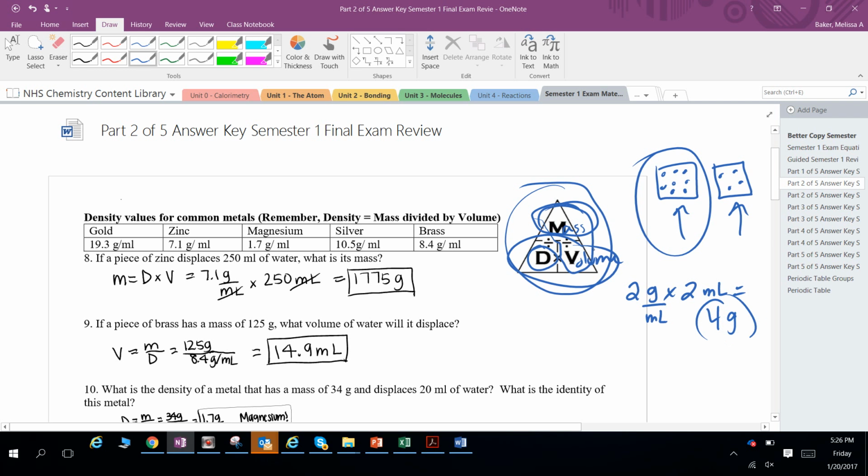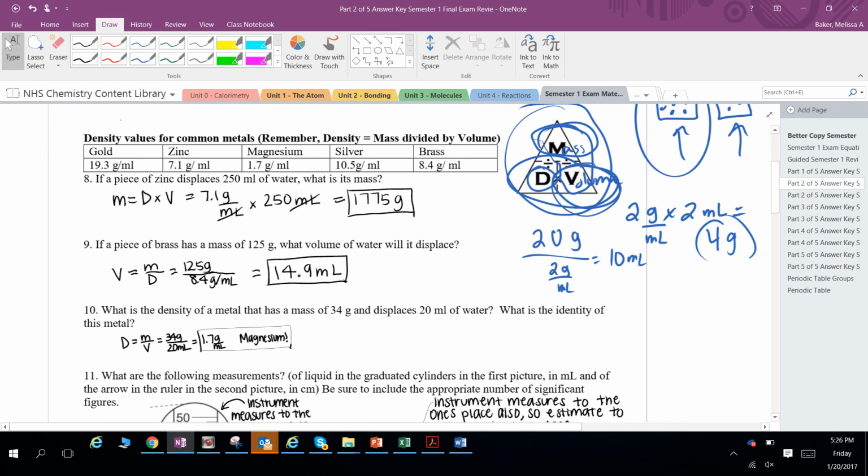In a similar fashion, if you know the mass and the density of something, you can figure out how much space it's taking up. Like if you know something weighs 20 grams and you know its density is 2 grams per milliliter, well, it must be 10 milliliters then. So these problems are taking you through just that kind of a thing.